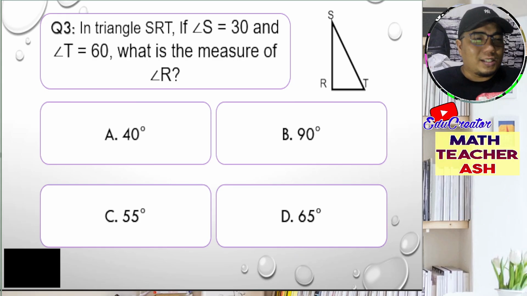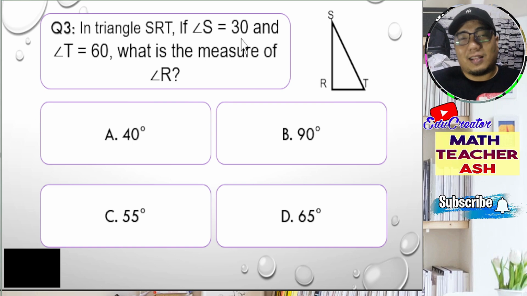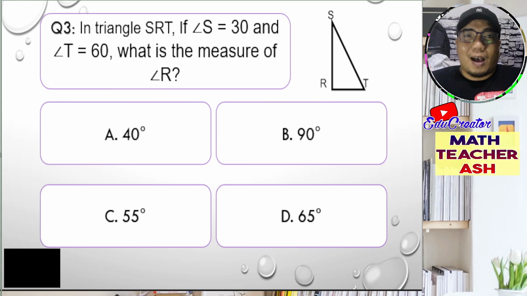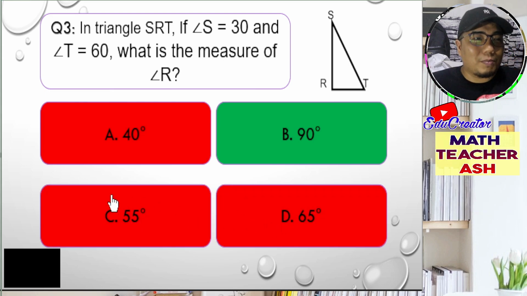Alright, math learners, this is another easy question for you. Why? Because you don't need to solve anything here. You just think about that the total measurement of angles in a triangle is equal to 180 degrees. Now, 2 angles are already given, that is 30 and 60, which is a total of 90 degrees. So what is another needed measurement for 90 degrees in order to become a 180 degree total? So therefore, basically, the correct answer for this question is letter B, 90 degrees. Alright, I hope you got that one, my dear math learners.